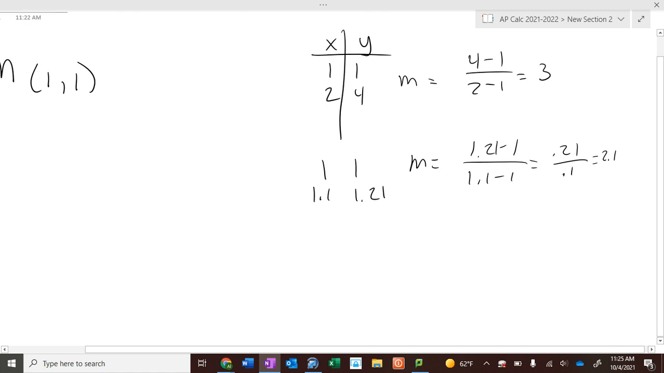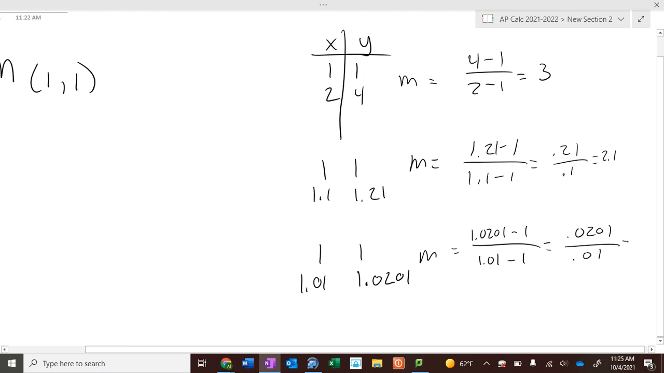Well, let's see if we can get even more accurate yet. Let's go 1.01. 1.01 squared is 1.0201, right? Okay. So the slope would be 1.0201 minus 1 over 1.01 minus 1, which would be 0.0201 over 0.01, which would be 2.01.